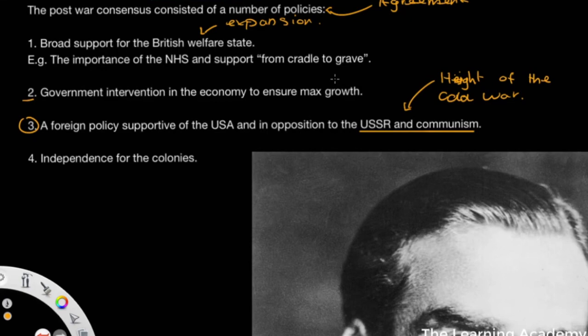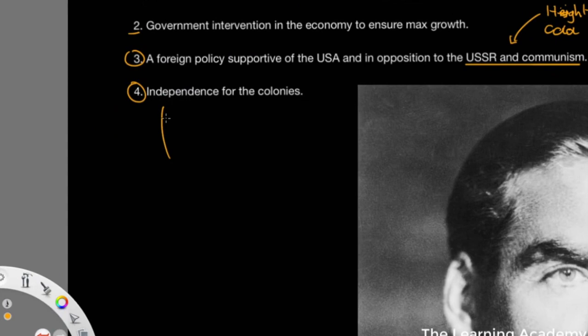And there was also a broad consensus on independence for colonies. This was the period of the final breakup of the British Empire. So really, with things like the Suez Crisis, we see the last bastions of colonialism and imperialism from the British Empire starting to fade and break away.